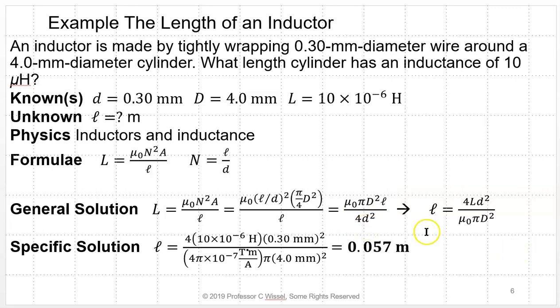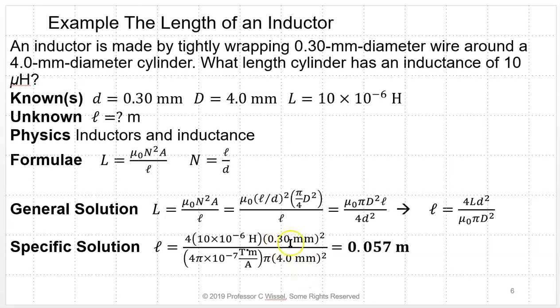And we solve this for little l. Little l is 4 big L little d squared divided by mu naught pi big D squared. At this point, we're ready to put in the numbers. So little l is 4 times 10 to the minus 6 Henry. And notice this big D and little d squared will cancel. The units on those will cancel out correctly.